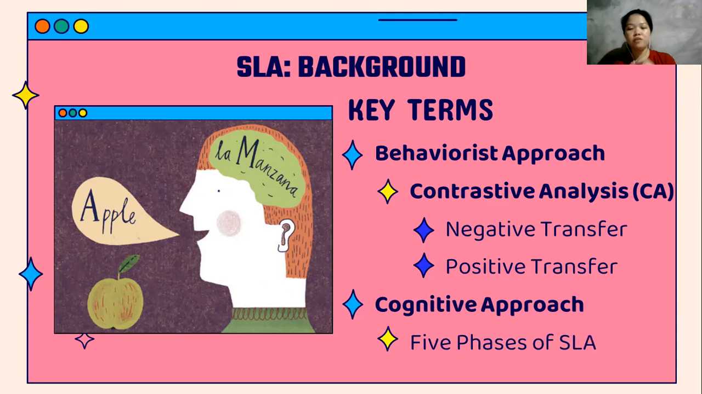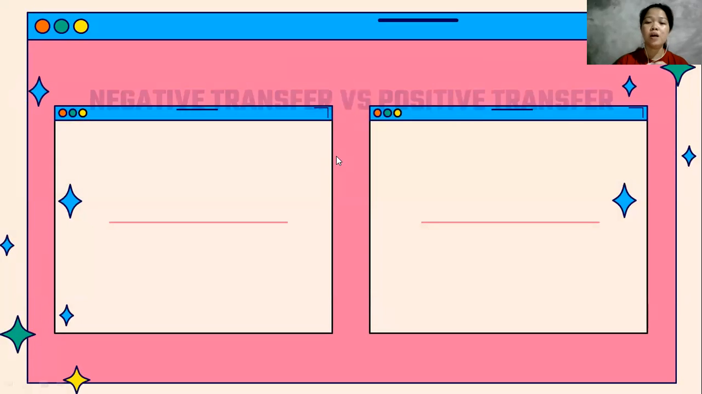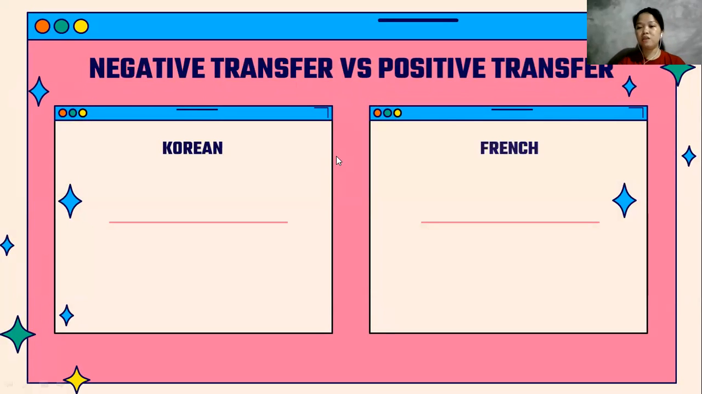Now, proponents of contrastive analysis argued that when L1 and L2 rules are in conflict, errors are likely to occur, which are the result of interference between L1 and L2, and that is called negative transfer. L1 stands for first language, L2 stands for second language. But when the rules are similar for both languages, positive transfer would occur and language learning would be facilitated. To better illustrate the difference between negative and positive transfer, we are going to use Korean and French as our L1, and then, of course, English as our L2.